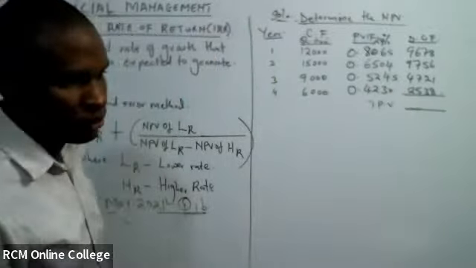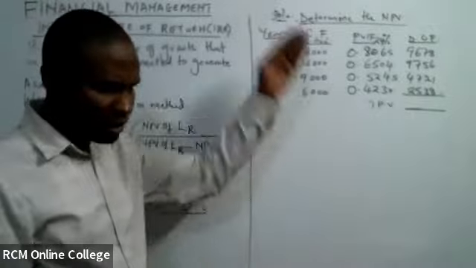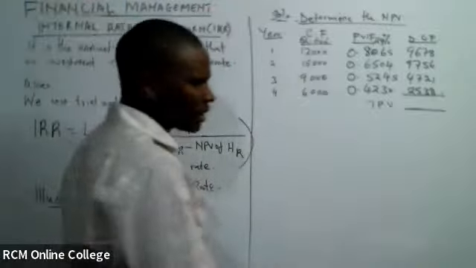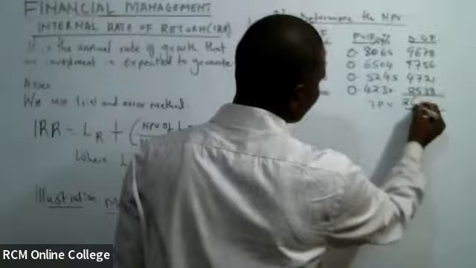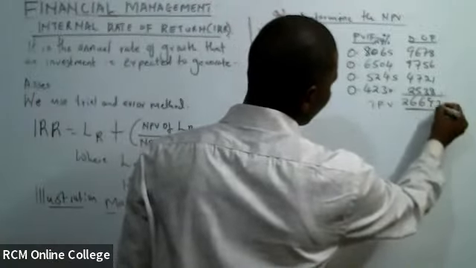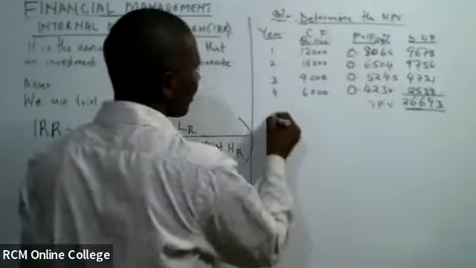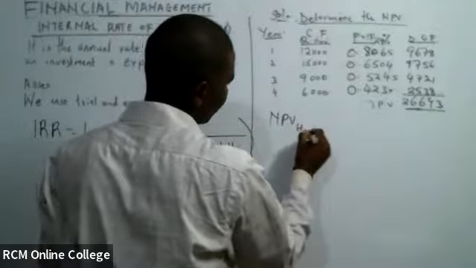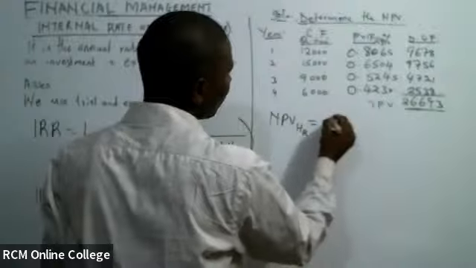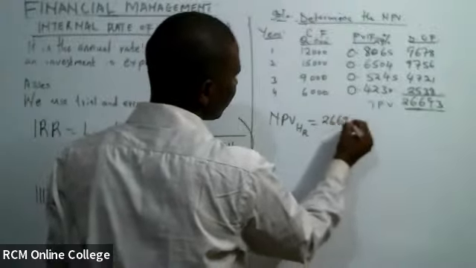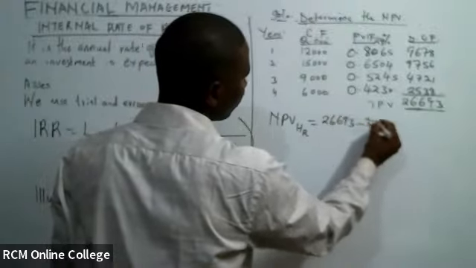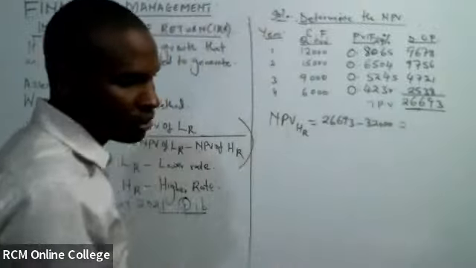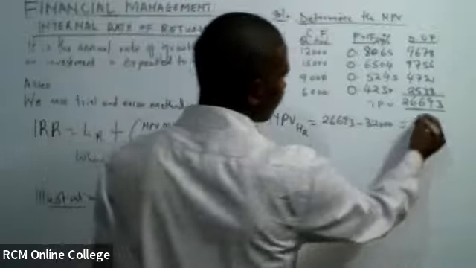Present value, wacha tuone, will be the first one kuchapa hiyo. Hiyo speed ni muhimu. 26,693. Great. Now we get the NPV using the higher rate. Itakuwa 26,693 minus 32,000. Remember we eliminated 30. Tunapata ngapi? What will be the NPV in that case?